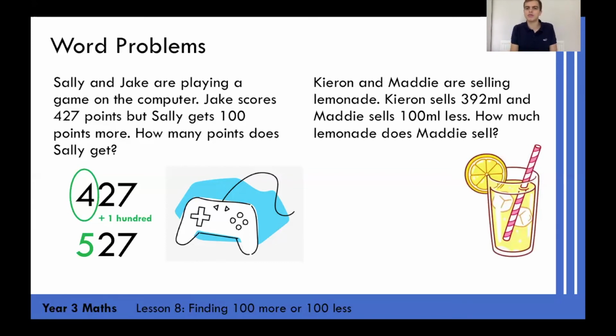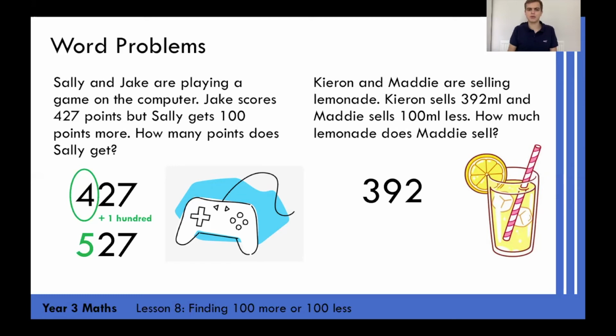Kieran sells 392 millilitres and Maddie sells 100 millilitres less. How much lemonade does Maddie sell? So Kieran sold 392 millilitres, but Maddie sells 100 millilitres less. So we need to find 100 less than 392. So first of all, I'm finding 100 less. So I need to look in my hundreds column.